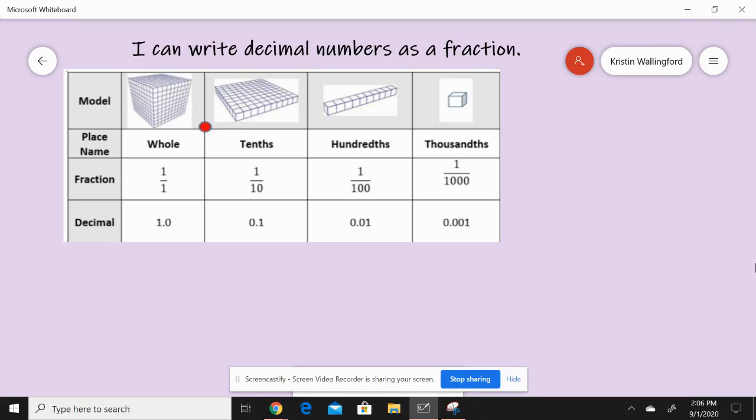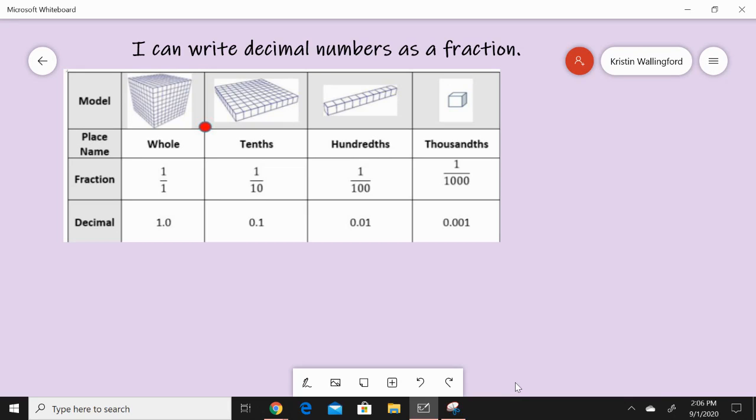All right, guys. So today we're going to write decimal numbers as a fraction. We're also going to write fractions as a decimal number using powers of 10 and understanding place value. If you were in our morning session, you will know that we already went over this, but this will be a good review to use for lessons to come up.